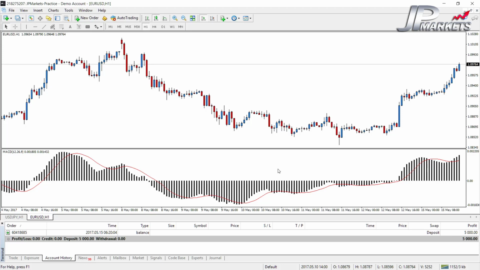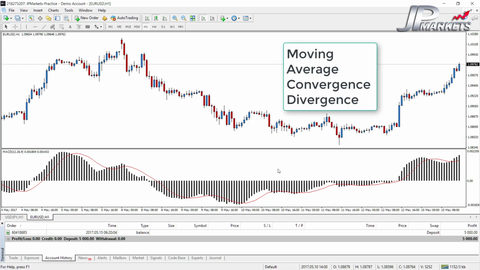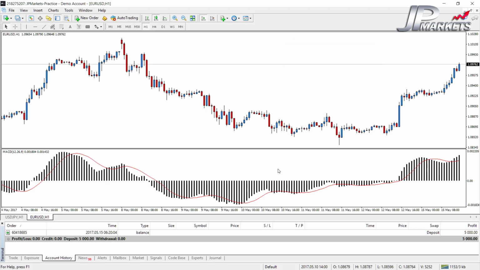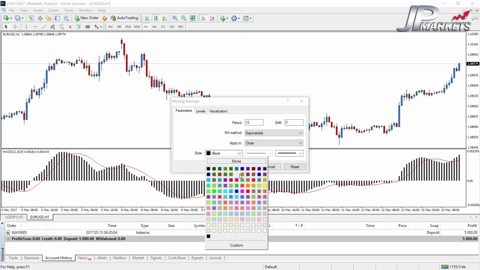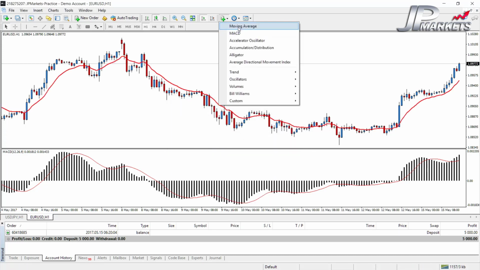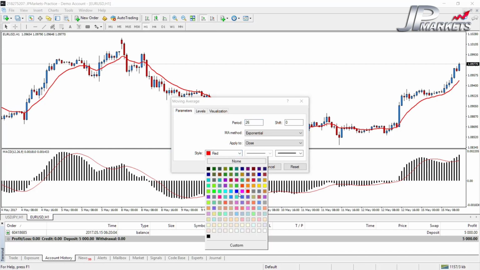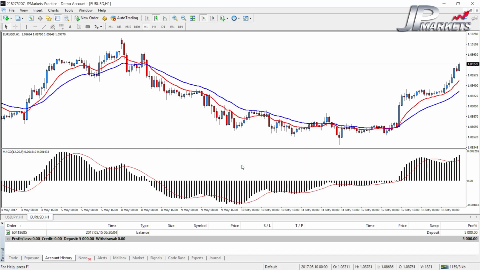Now MACD stands for Moving Average Convergence Divergence. Convergence is obviously when two things come together, and divergence is when two things split apart. And moving average, we already know what those are. I'm going to add the two moving averages, the 12 and the 26 exponential, and then I'll explain to you how MACD works. So now I've put in the 12 and the 26 exponential moving averages.